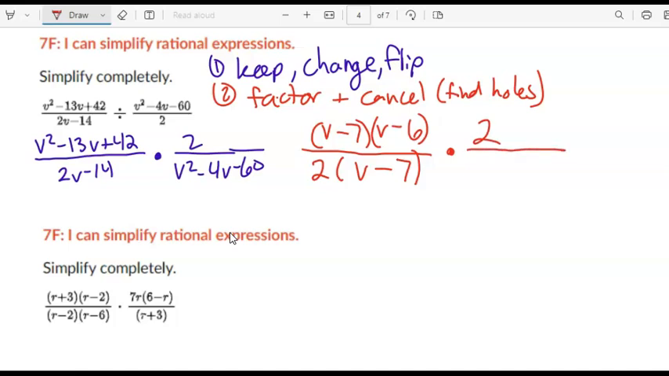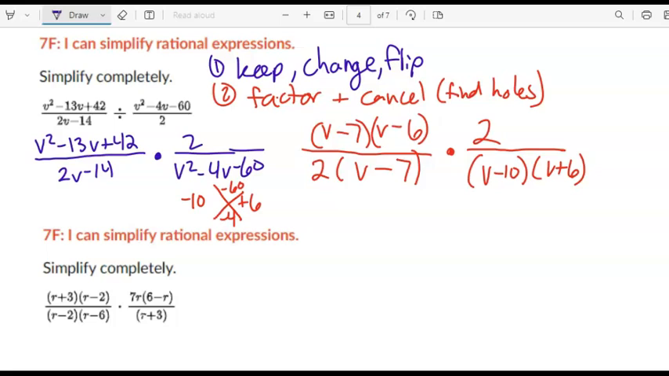And then let's factor the bottom right-hand side. So negative 60 and negative 4. Let's see, we have negative 10 and then positive 6. Negative 10 times 6 is negative 60. Negative 10 plus 6 is negative 4. a is 1, so you could just go from there: v minus 10, and then v plus 6.